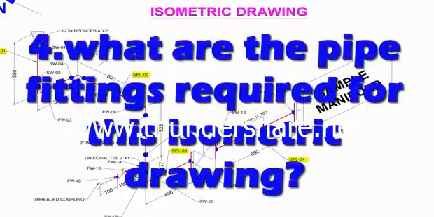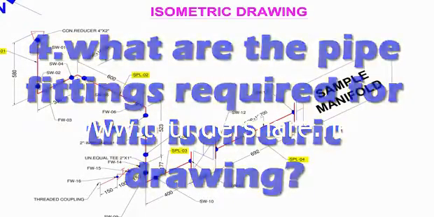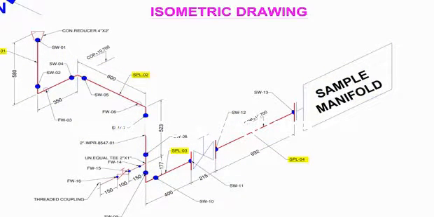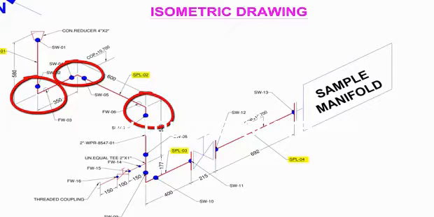Number 4: What are the pipe fittings required for this isometric drawing? See the drawing. First here, a concentric reducer 4 into 2, 1 number. This is a 2 inch line. So, 2 inch 90 degree elbows: 1, 2, 3, and 4. Total 4 numbers of 90 degree elbows.